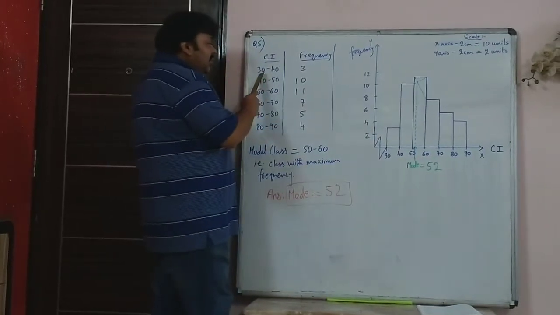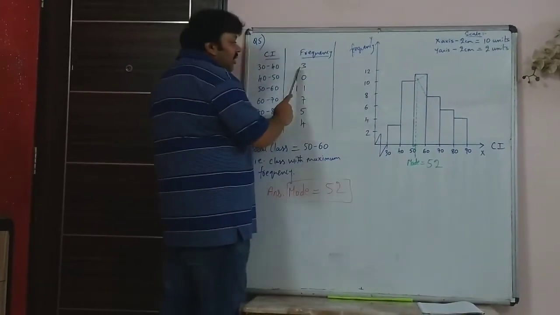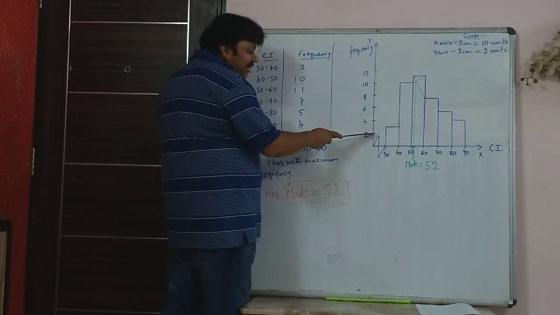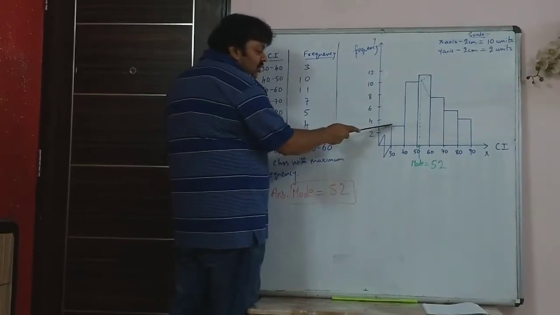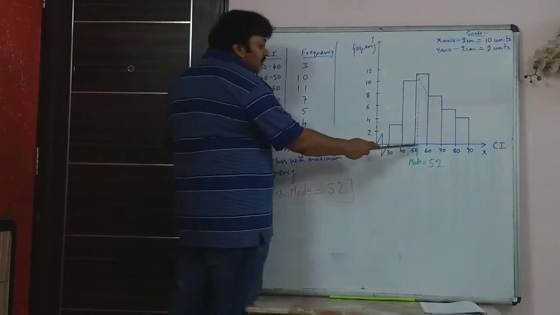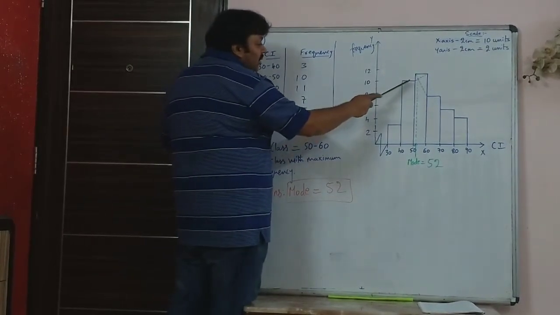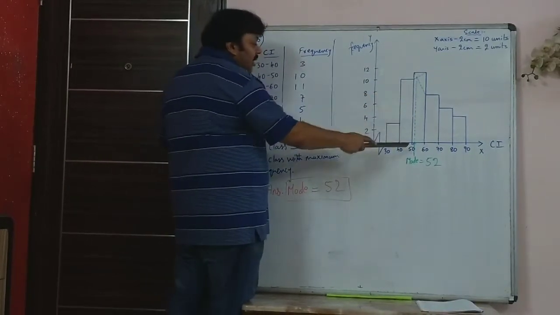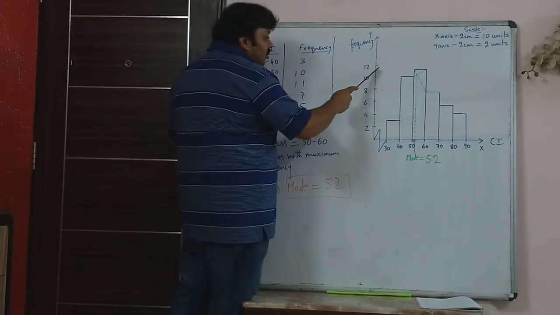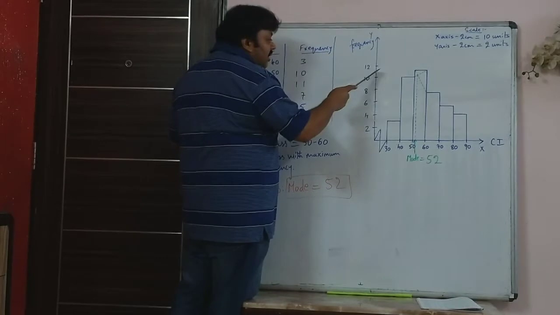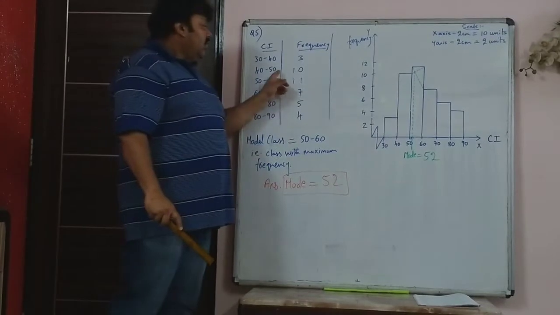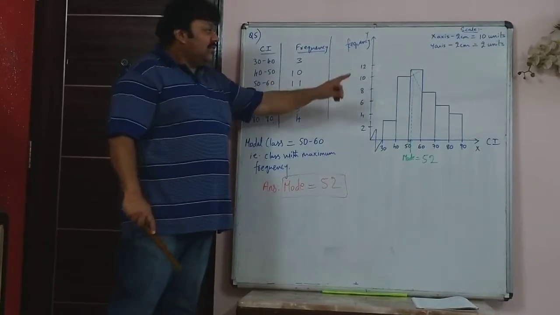So now the first column, 30 to 40, has frequency 3. So 3 is here, exactly at the center of 2 and 4. Then 40 to 50 has frequency 10, so for 40 to 50 you show the bar up to 10. 50 to 60 has frequency 11. So 11 will be exactly between 10 and 12. So 50 to 60 has the maximum frequency.